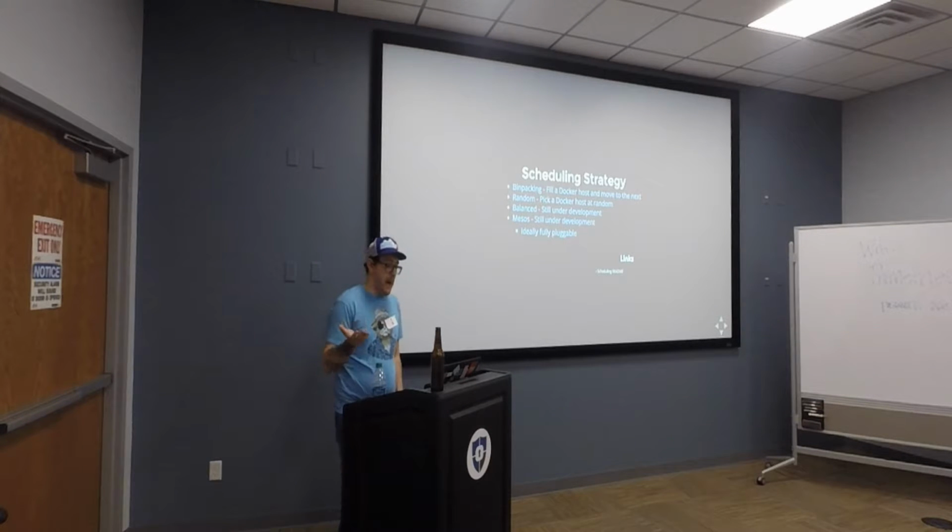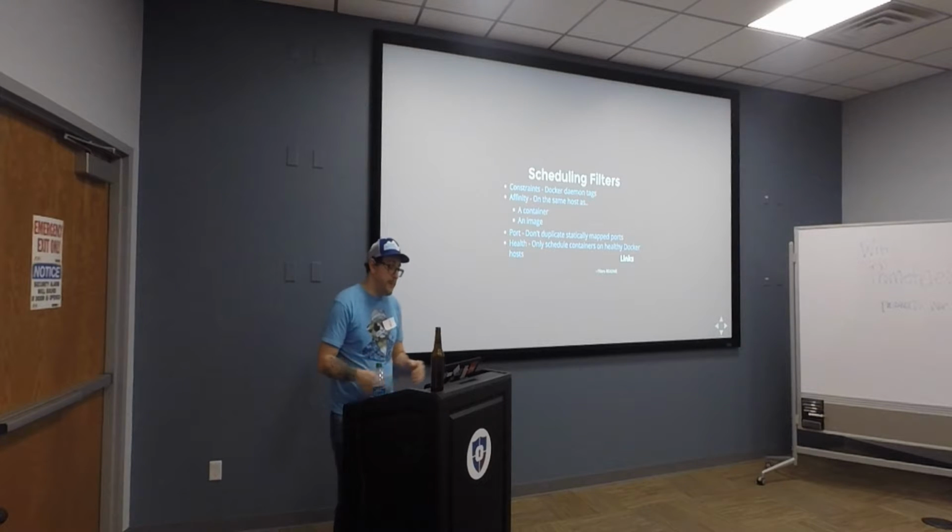Scheduling strategy. So this is what we talked about a little bit ago. Bin packing is basically fill a host and move on to the next. Random, pick it at random. Balance is still under development, but the idea with balance is to basically round robin: one, and then the next, and then the next. But the semantics around packing are dragging that down, and it's going very slowly. And then Mesos is still under development, with the idea that it's fully pluggable.